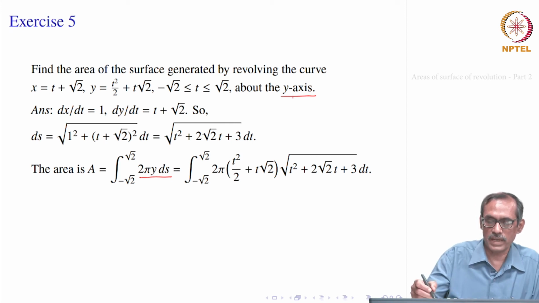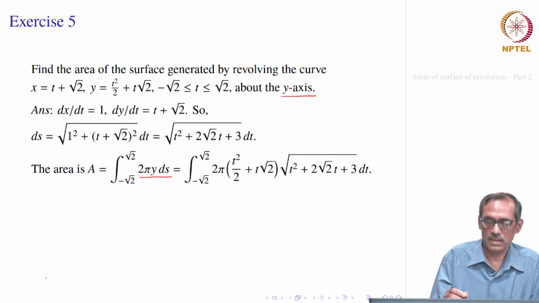So, remember, when you take the other formula in terms of x, it will be 2 pi x dy, right. X is a function of y, you have to express. So, here directly we get 2 pi y ds.